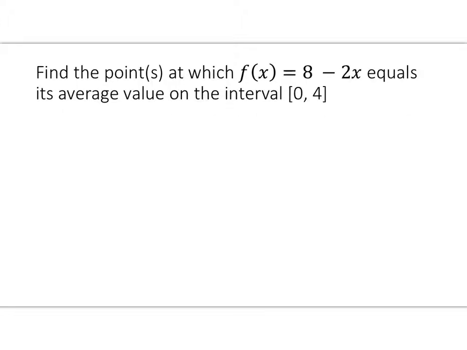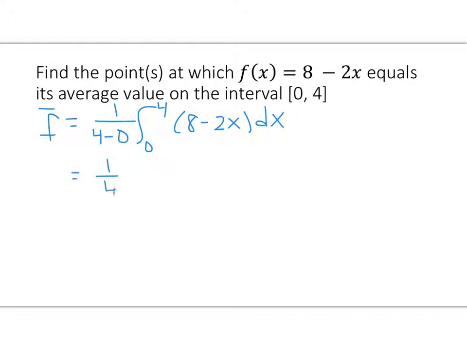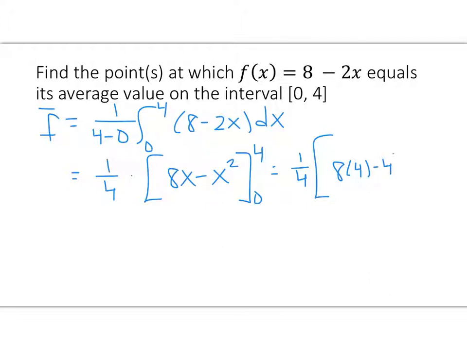So let's try one. It says find the points at which f of x equals 8 minus 2x equals its average value on the interval 0 to 4. Well, first I need to figure out what is that average value. So that's 1 over 4 minus 0, the integral from 0 to 4 of 8 minus 2x dx. So this is 1/4. My antiderivative here is going to be 8x minus x squared that I evaluate from 0 to 4. So this is 1/4, 8 times 4 minus 4 squared, minus 8 times 0, which is 0, minus 0 squared.